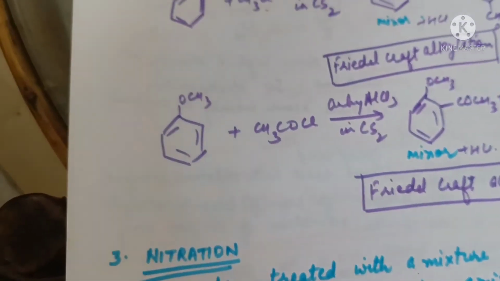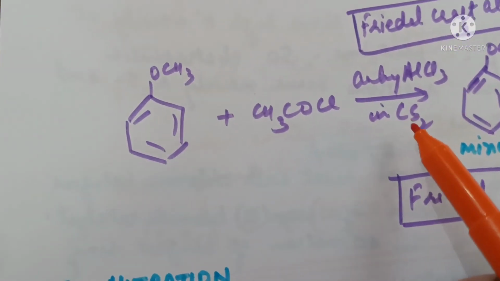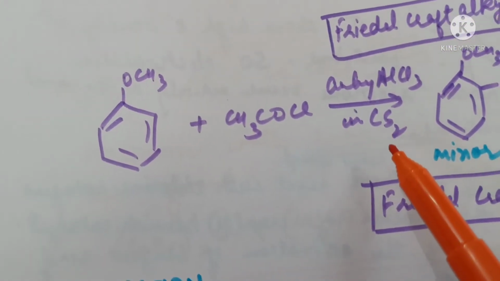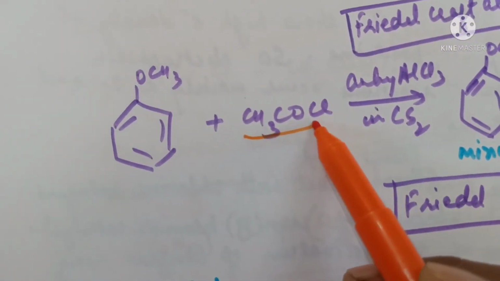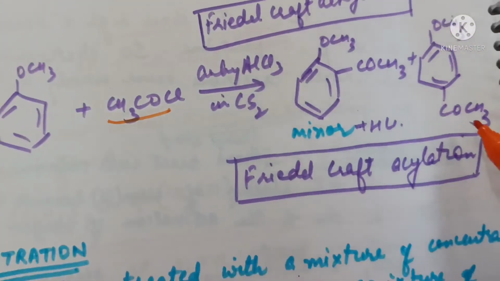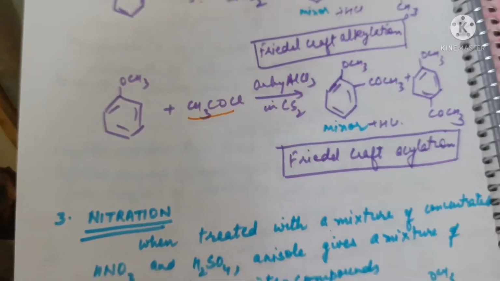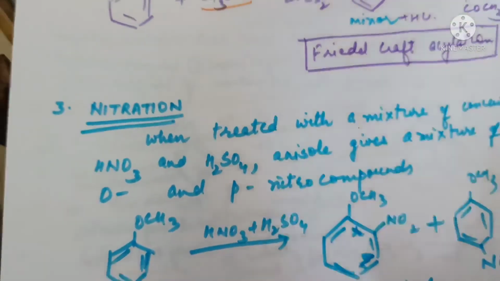Similarly, if we react with acyl halide in presence of anhydrous aluminium chloride dissolved in carbon disulfide, the acyl group COCH3 will be attached at the ortho and para positions. The para product is major, and this reaction is called Friedel-Crafts acylation reaction.